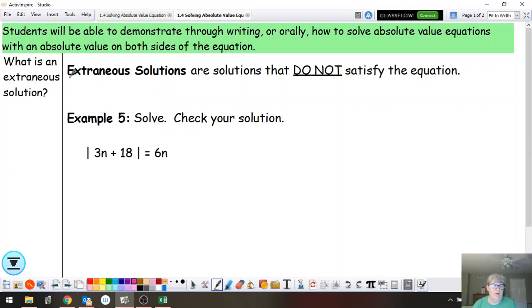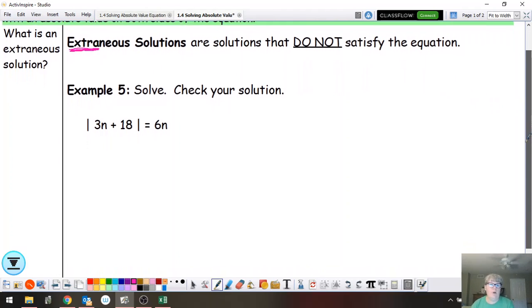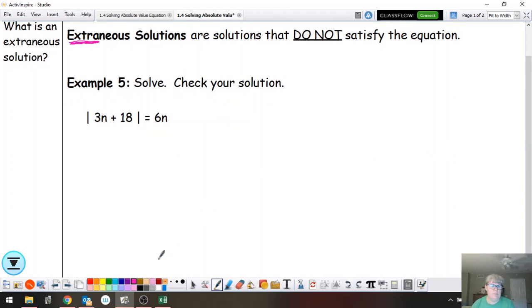The key part to that word extraneous are the first 5 letters, extra, meaning we have extra solutions. But what happens is those solutions do not satisfy the equation. They do not solve the equation. So the process for solving these problems is much like we do when we have integers.